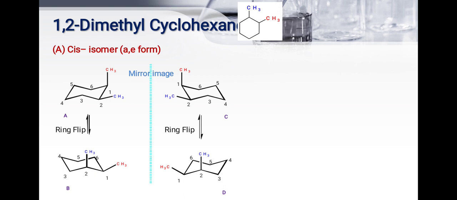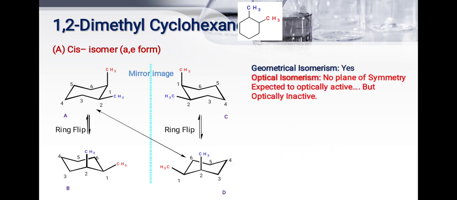After ring flipping, the second carbon's methyl goes to the equatorial position and the first methyl group goes from axial to equatorial position. Here geometrical isomers are present, and here optical isomers. See, there is no plane of symmetry because both methyl groups are present on different carbon atoms, so no plane of symmetry is expected, and it is optically active.